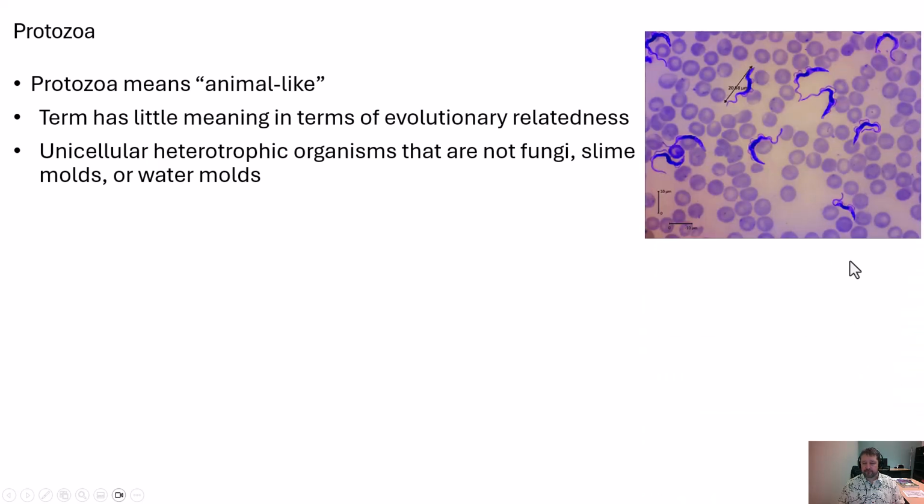For an example, this is red blood cells from a human, and this is Trypanosoma, a species of Trypanosoma. This is a protozoan that gets into the blood of humans and tends to wreak havoc because it consumes blood and can also evade our immune system fairly well. And when we get to Trypanosoma, I'll talk about that a little more.